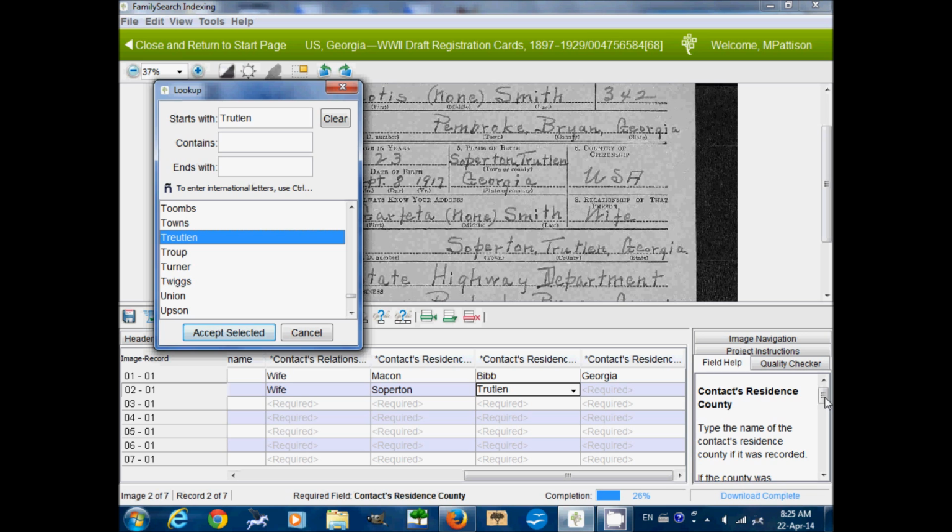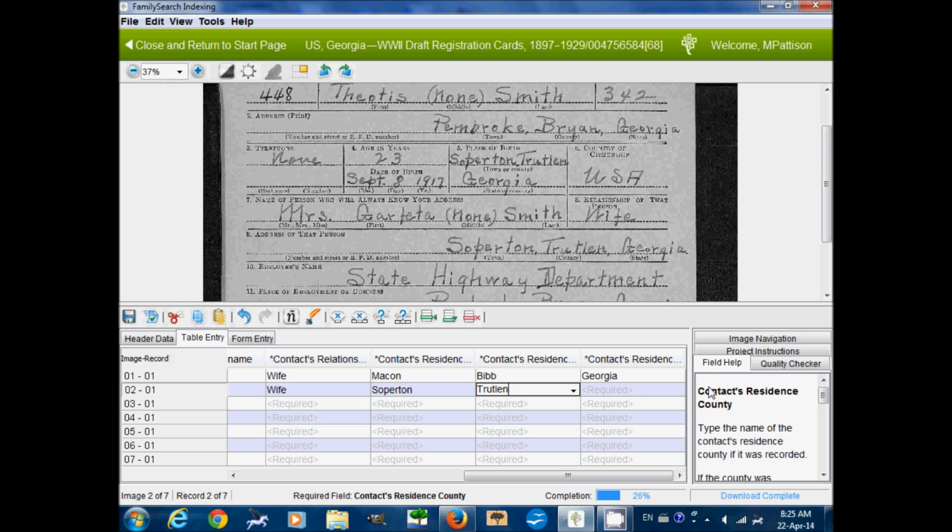And let's go and check the field help. Oh, sorry, I need to cancel that. Check the field help and see if we are allowed to correct misspellings. And it says here, if the county was misspelled, spell it correctly. So yes, we can. I'll fill that in with an E. And now you see that the red is gone.